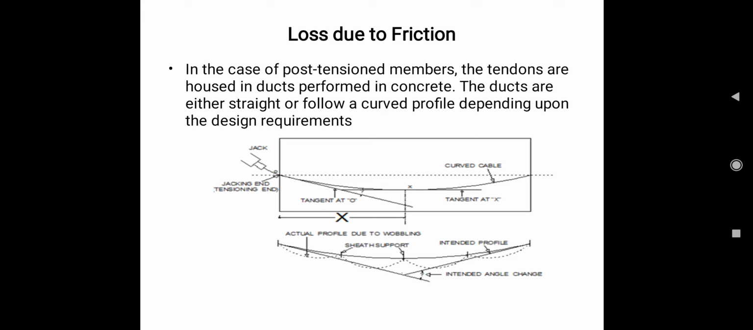There are two effects in friction loss. One is the wave effect, also called the wobble effect, and the second one is the curvature effect. Let us see what the wave effect is. The interior surface of the duct has a sort of wavy surface which offers friction resistance. As the length of duct increases, friction resistance due to wave effect will also increase.